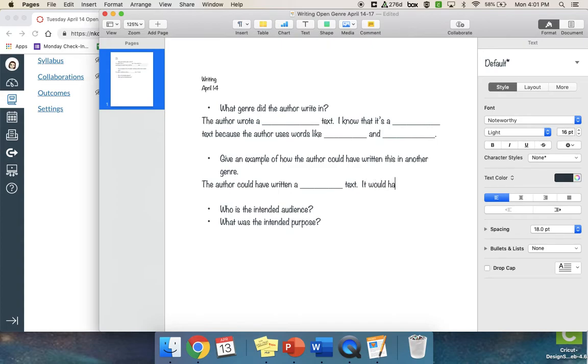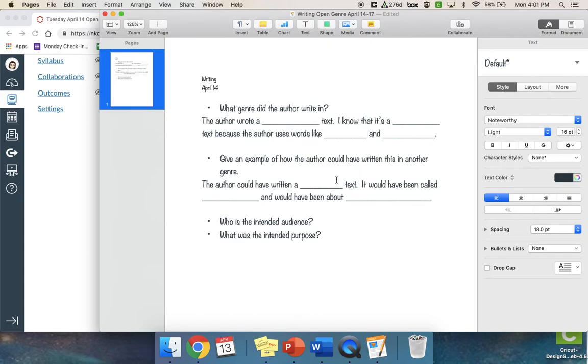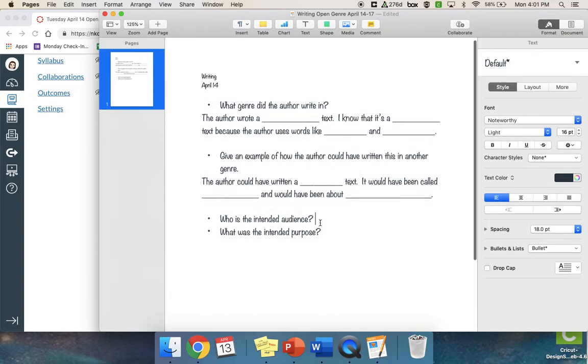It would have been called blank and would have been about, just kind of giving a description. So just, is it somebody's opinion about baseball? Is it opinion, just whatever would go with this Running Dream text that you are working on today. All right, so then who is the intended audience? Who is going to be reading this? Who's going to be listening to this? According to you, who do you think is the intended audience for The Running Dream?